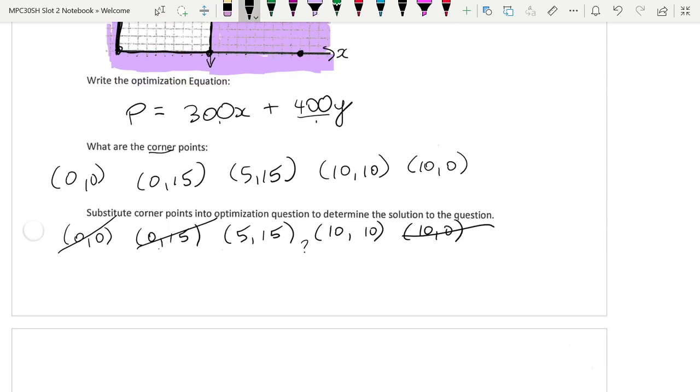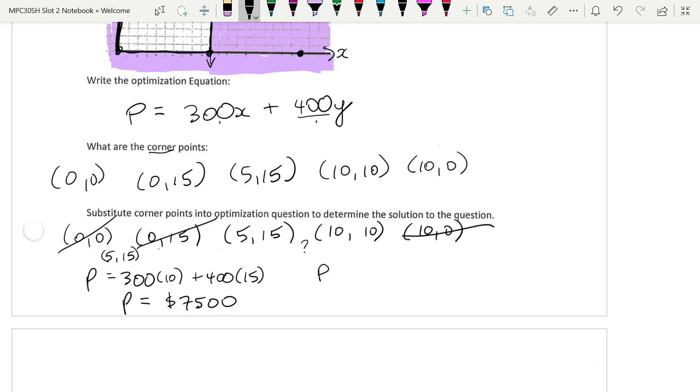So let's try them. My profit is 300x plus 400y. I'll try the 5, 15 first. If I made 5 couches and 15 love seats, I would get 300 times 5 plus 400 times 15. So that's 1,500 plus 6,000, which is 7,500.